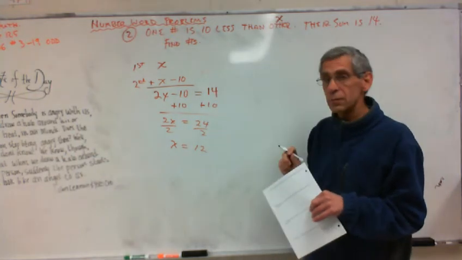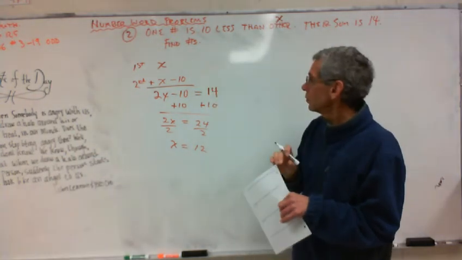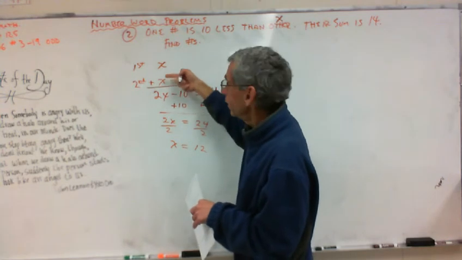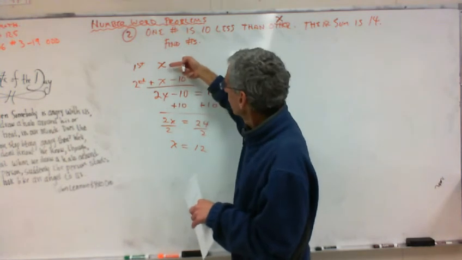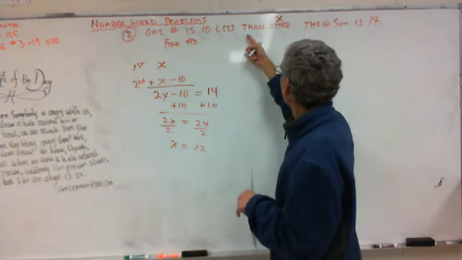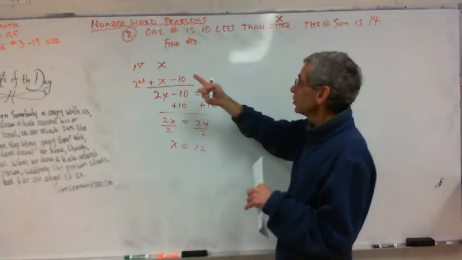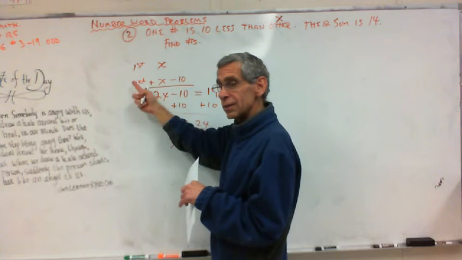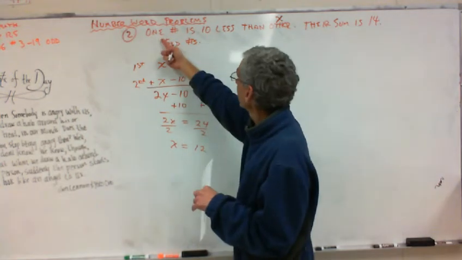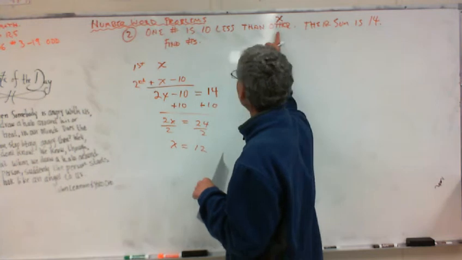Yes? So wait, why is it 2x instead of 1x? Because I'm adding these two together. Yeah, but where does the first x come from? That is the first number. There are 2 numbers. One number is 10 less than another, so I've got 2 numbers. My first number is x. My second number is x minus 10, because it says this number is 10 less than this number.